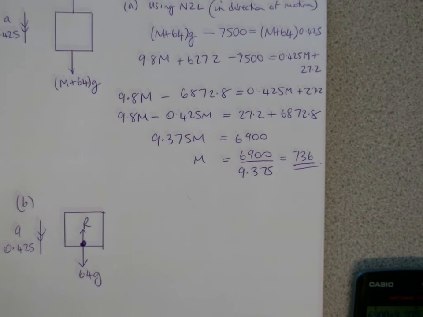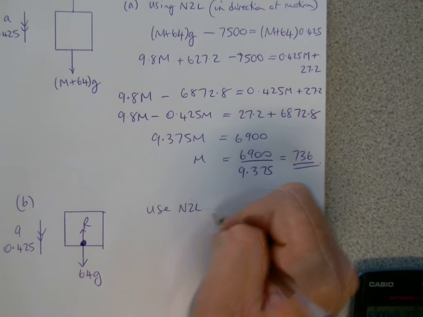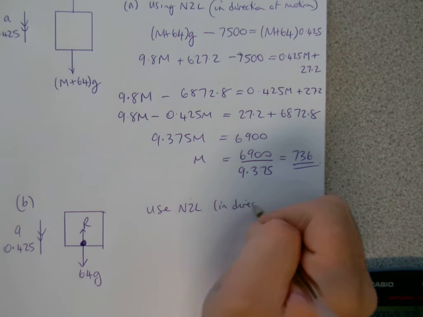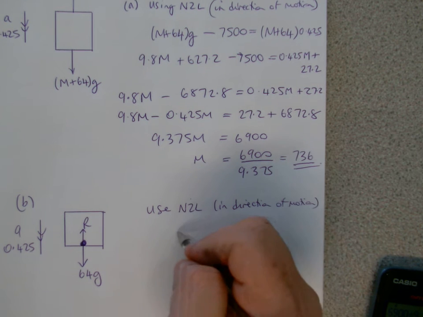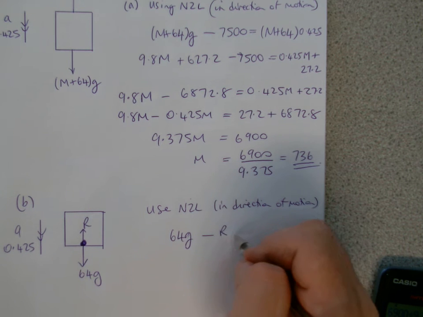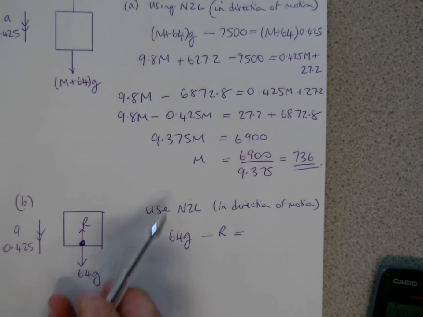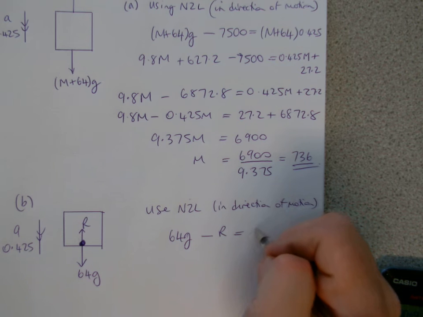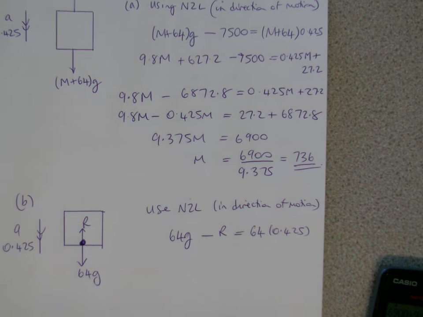Now remember it is accelerating downwards, so we know acceleration is 0.425. Then again we use Newton's second law to focus on these internal forces in the direction of motion. So we've got 64g going downwards. Take away the resistance, which is R, or the reaction. It's the force that's going the opposite direction of motion. So 64g is the leading force. Take away R, that will equal the mass of that person, which is 64, times the acceleration.